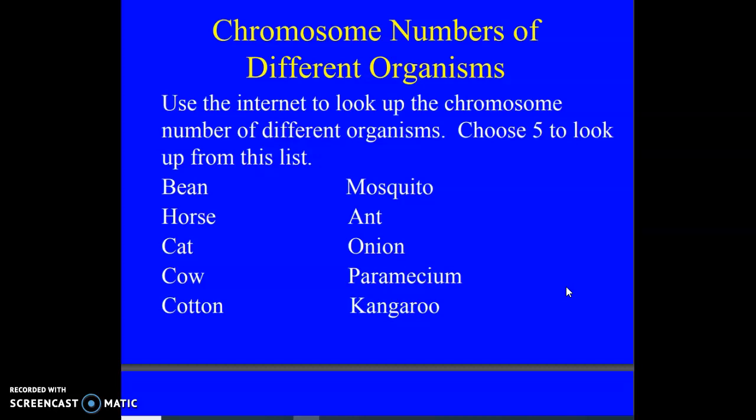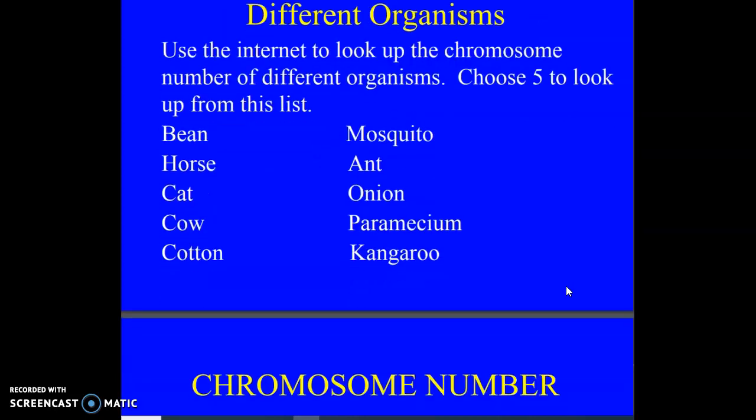Okay, so were you surprised at how different some of them were? Cotton has 52. That's more than us. Paramecium has 150 pair. That's a lot more than us. Kangaroo only has 12. So you can't always go by how big an organism is, or if it's plant or animal or bacteria or unicellular, for how many chromosomes it has.